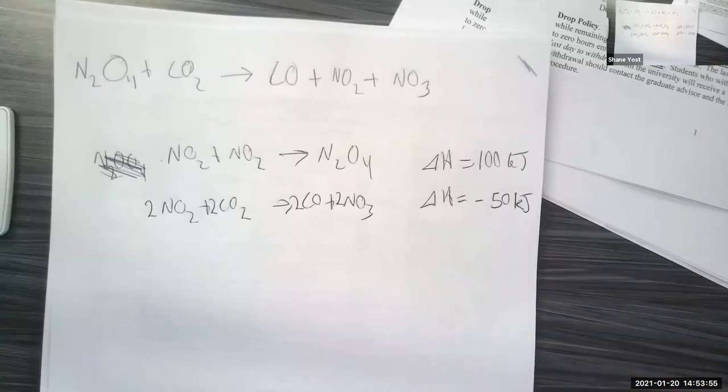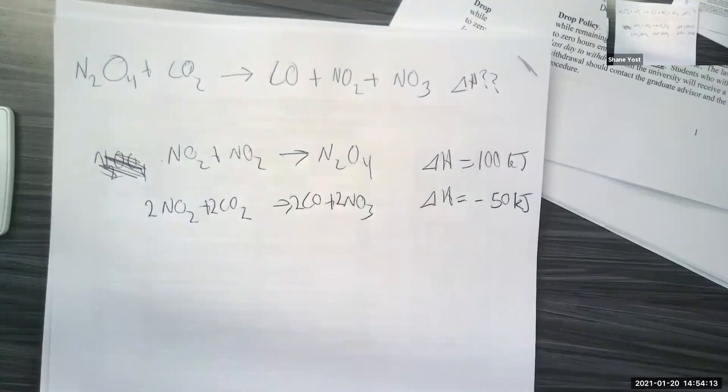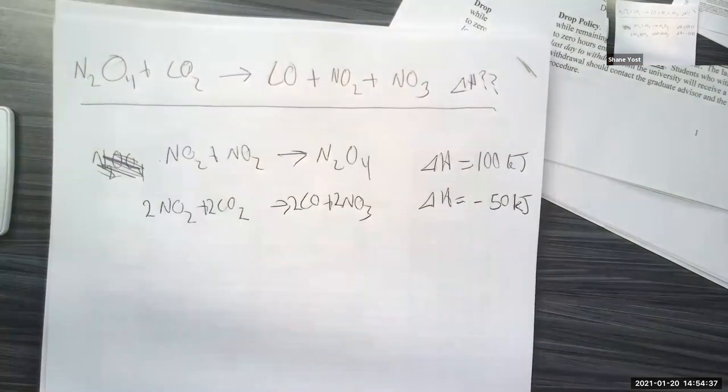So our reaction here, we've got N2O4 plus CO2 forming CO plus NO2 plus NO3. Now, I don't know what the enthalpy change is for this reaction. But I happen to know that for the reaction NO2 plus NO2 going to N2O4, the enthalpy change is 100 kilojoules. And for the reaction 2NO2 plus 2CO2 going to 2CO plus 2NO3, the enthalpy change is minus 50 kilojoules. And so the question is, what is the final enthalpy change for this overall reaction up here?